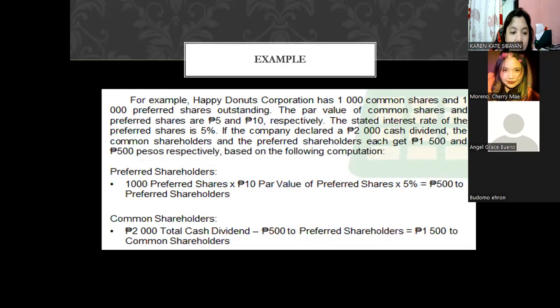Yan. So for example, ito na yung example lang pero hindi natin gagawin kasi nga ano lang tayo, sole proprietorship lang. Yun lang ang nakalagay sa curriculum ninyo.